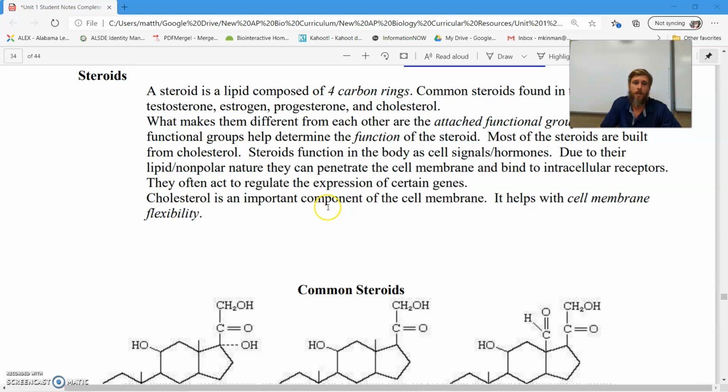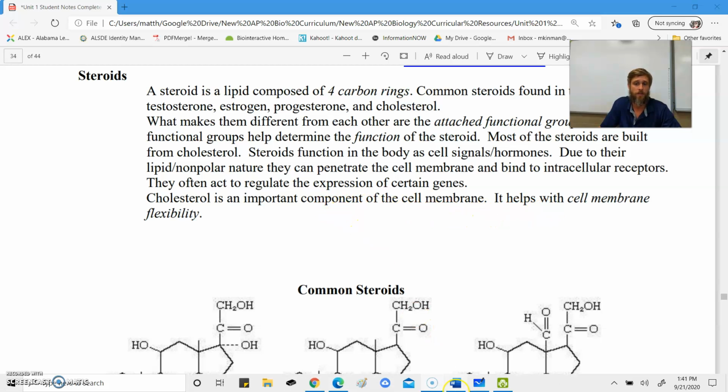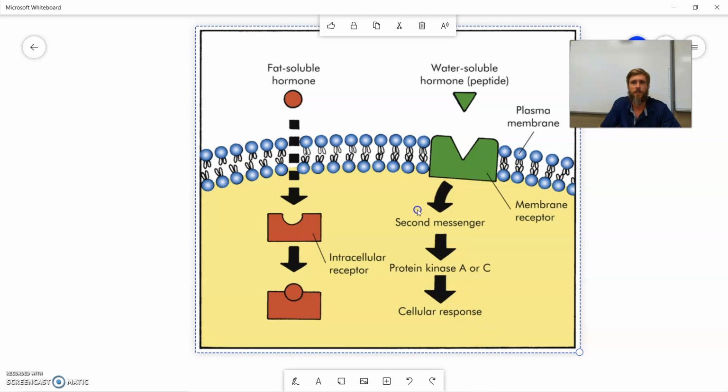Cholesterol is an important component of the cell membrane. It helps with the cell membrane flexibility, so it makes the cell flexible so that it is, I guess, more survivable. You know, if it's flexible, it's less likely to take on damage.